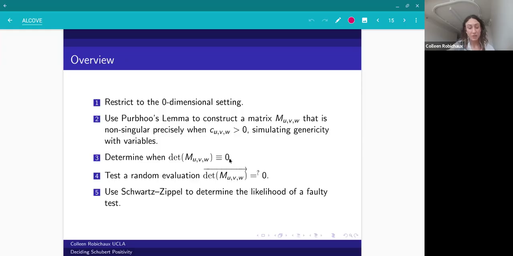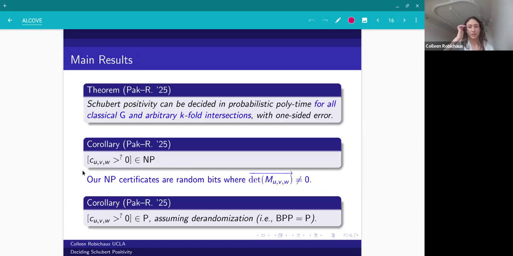And so then we just have to tell when the determinant of this matrix is identically zero, and so we'll just plug in a random point and see if that determinant is zero, because once we've plugged in some entries in the matrix, it's easy for us to compute that determinant. And so lastly, we just use the Schwartz-Zippel lemma to determine the probability that when I did that random evaluation, I accidentally made the matrix singular if it was not before. And so using that, we get our probabilistic polynomial time result.